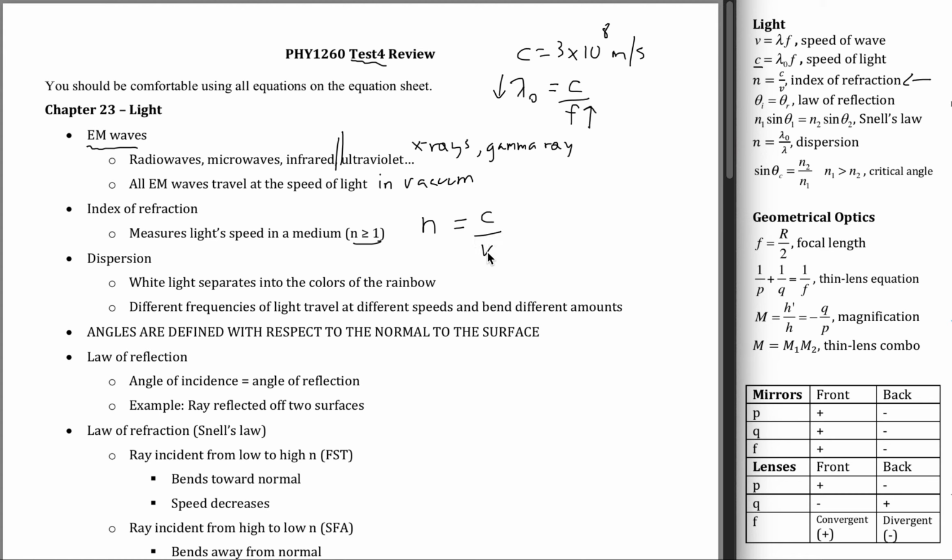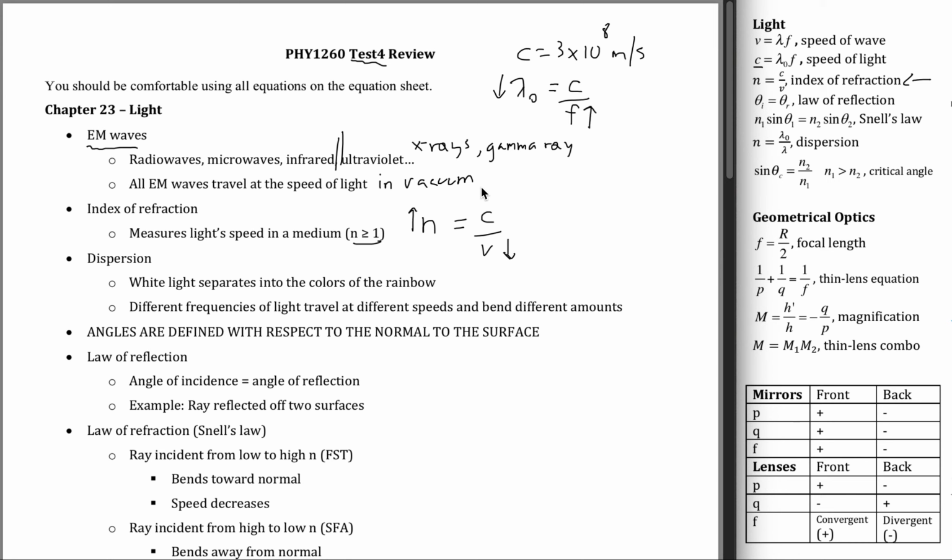So if v here is a smaller number than c, then that's going to make our n value bigger than 1. So what you should understand conceptually about this is that the higher the index of refraction of the medium, that means the slower that the light travels. But as far as finding that speed, it's just a plug and chug. If you're given the index and then you have the constant c, then you can find the speed of light in that medium.